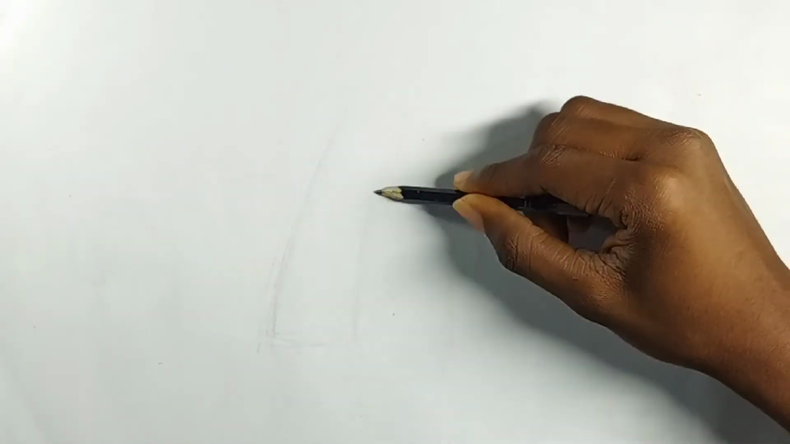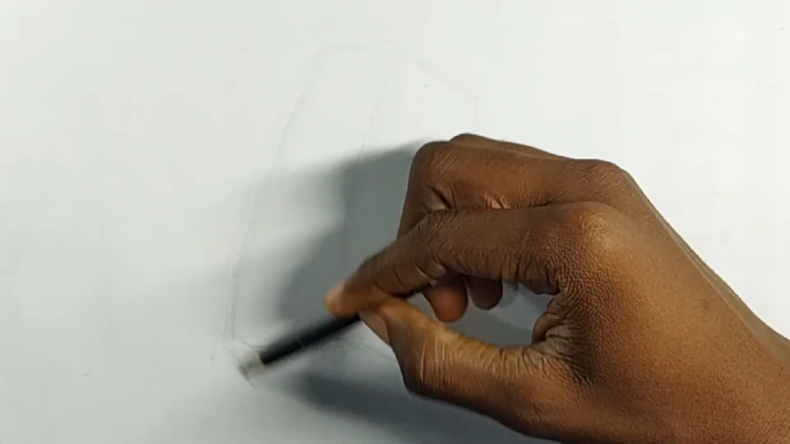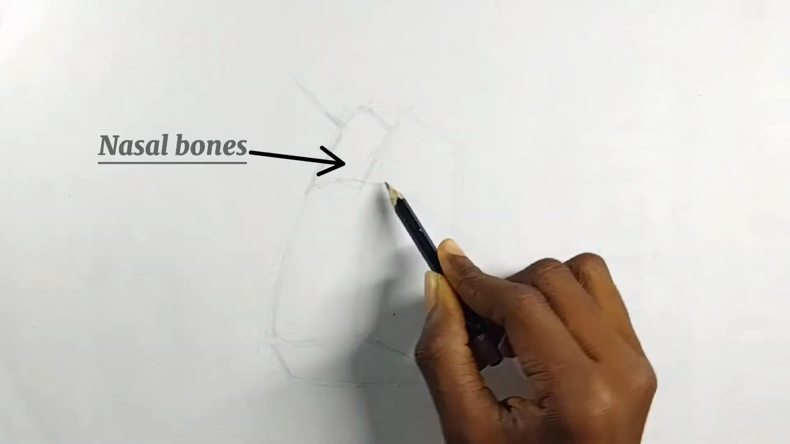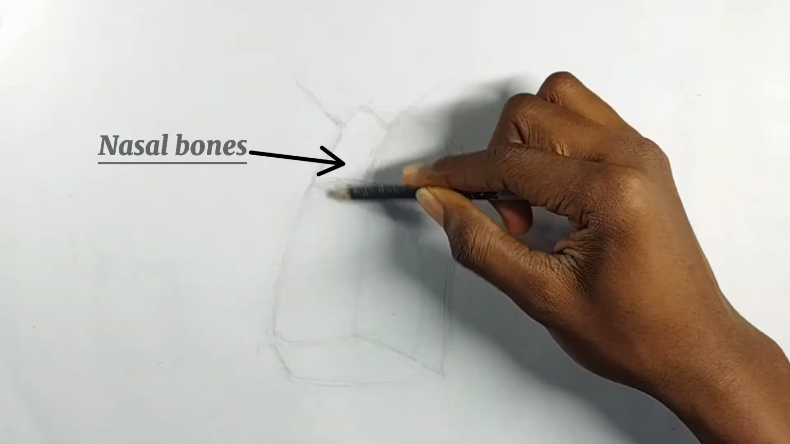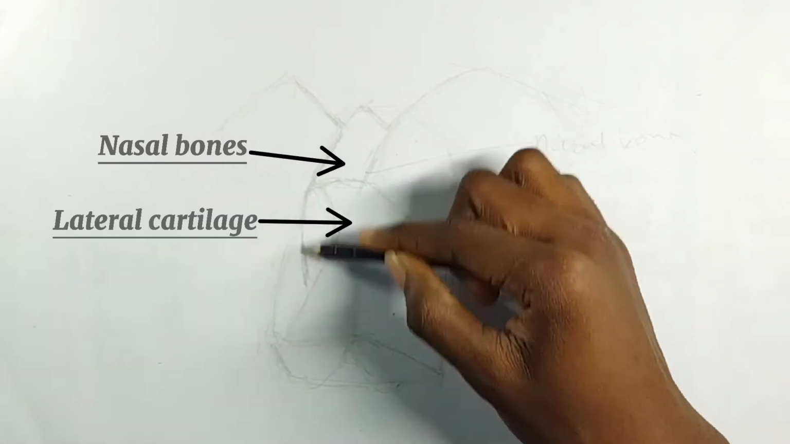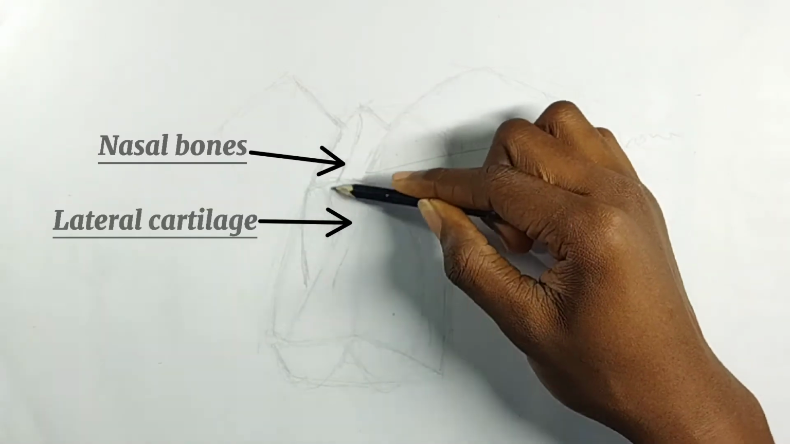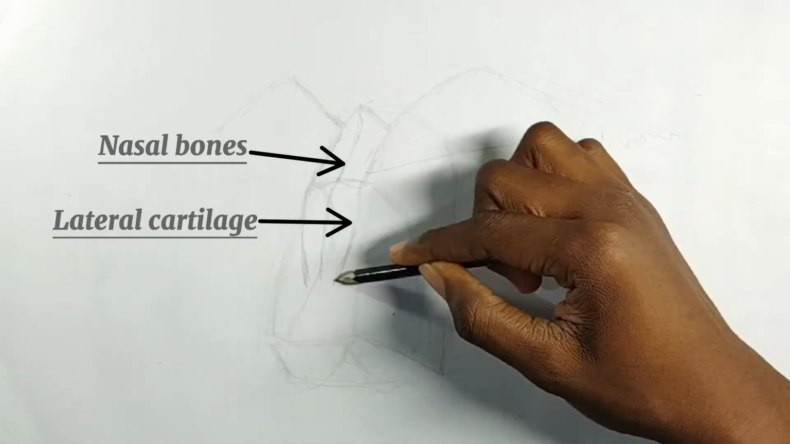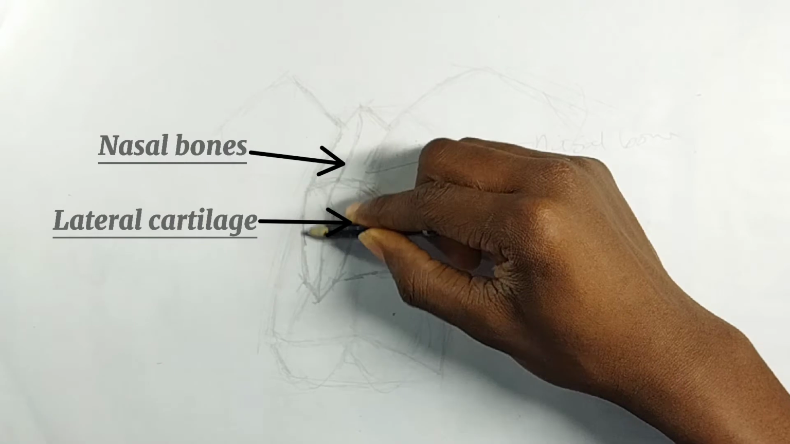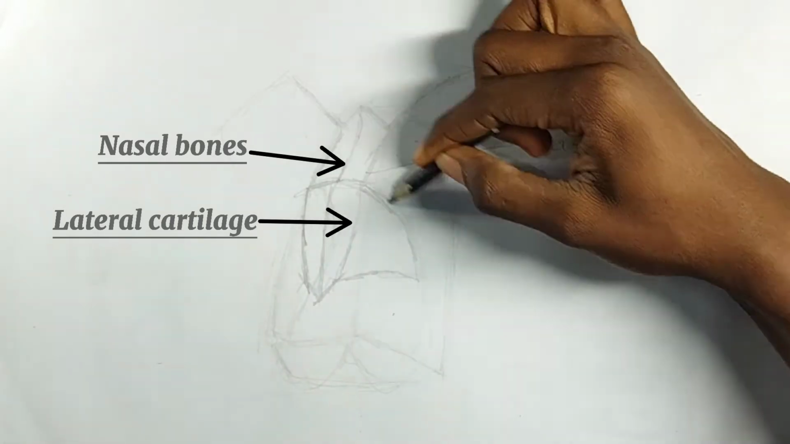So before I draw the anatomy, let me draw the basic structure. So on the top plane we have the nasal bone. The nasal bone varies in size per individual. And next up we have the lateral cartilage. The joint between the nasal bone and the lateral cartilage can be either smooth or rigid, just like the Roman nose. The nasal bone and the lateral cartilage are in pairs.